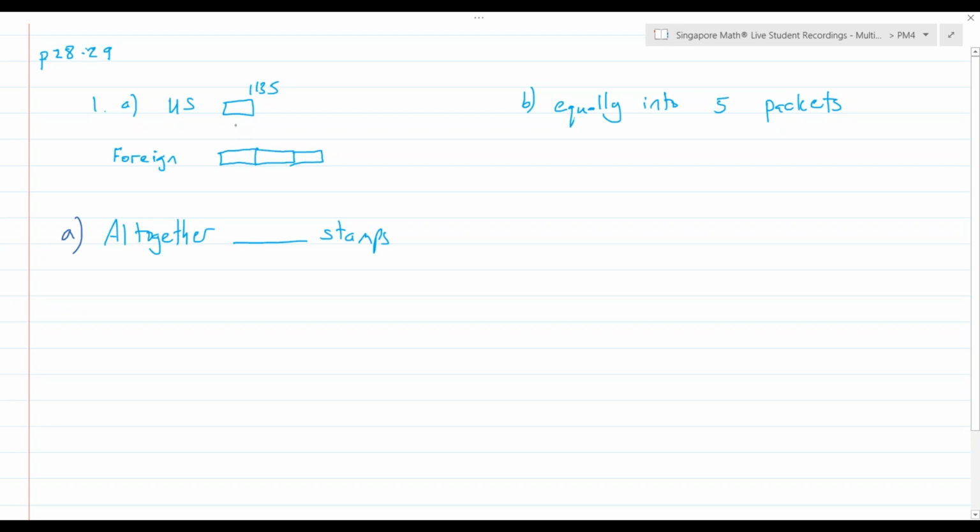If each block represents 1,135 stamps, and there are a total of 4 blocks, then what I need to find is 4 times 1,135. Now remember from back in primary 3, there's a couple of ways we could do this. We could certainly say this is 4 times 1,000, which is 4,000, 4 times 100, which is 400, 4 times 3 tens, which is 12 tens, and 4 times 5 ones, which is 20.